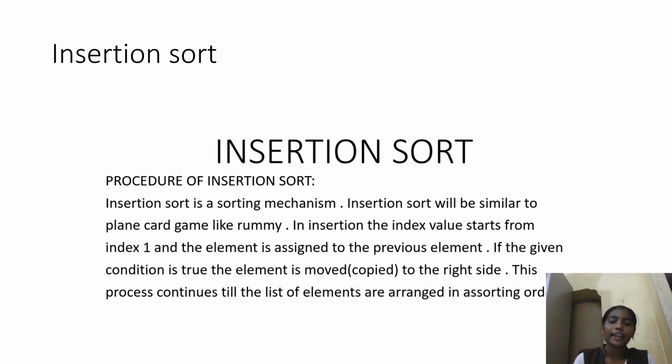In insertion sort, the index value starts from index 1 and the element is compared with the previous element. If the given condition is true, the element is copied to the right side. If the given condition is false, the element stays in its current position. This process continues till the list of elements is arranged in sorted order.